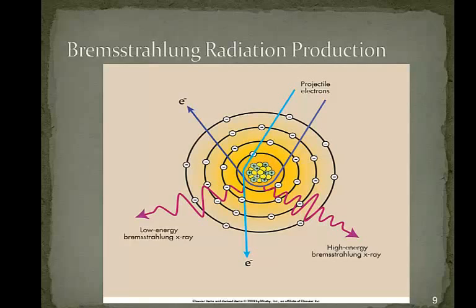So because of the attraction of the nucleus, what you get, to the bottom right, is high energy bremsstrahlung X-rays. You look at the other one, the lighter blue. Again, the force of the nucleus still pulls it, and then you look to the left, you get low energy bremsstrahlung radiation.